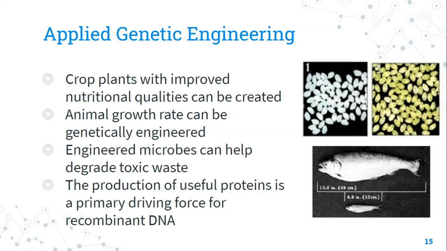We can also engineer microbes to help degrade toxic waste. There are microbes around that eat plastic. They've actually evolved to eat plastic, and so we can take that and expand on it and then start to remove some of the excess plastic in the world. So that could be cool. But the production of these useful proteins, making these useful changes in these organisms, is the primary driving force for the use of recombinant DNA. All of these studies, all of these experiments, everything that the scientists are doing is just to produce useful proteins to help humankind. That is their goal.